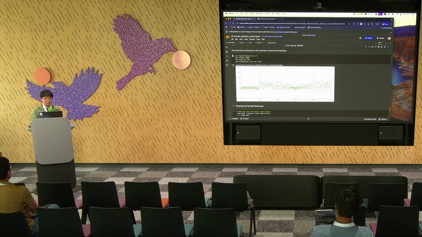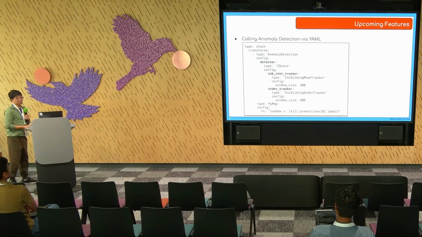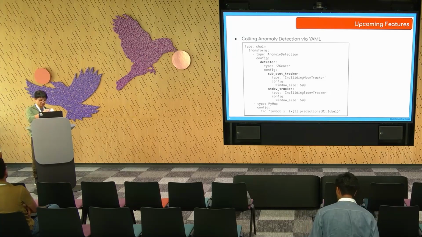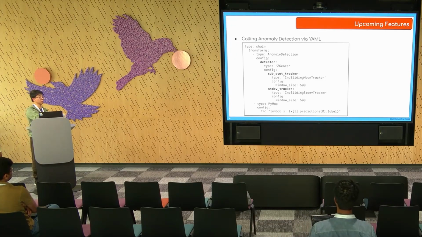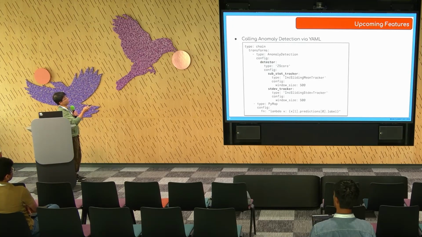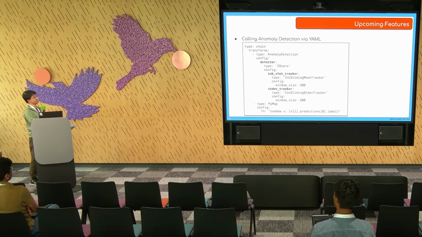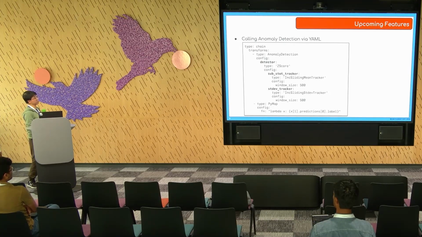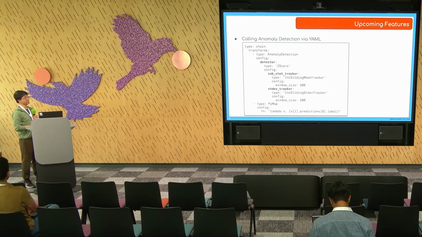All right, we can switch back to the main deck. So there are a couple of upcoming features for anomaly detection. Given the current growing interest in YAML, we are adding the capability of calling anomaly detection via Beam YAML. Here you can see the example. We can specify the transform type to be anomaly detection, and then we define the detectors using YAML format, and then we will be able to call the anomaly detection. This feature is already released in the latest Beam 2.66 release.